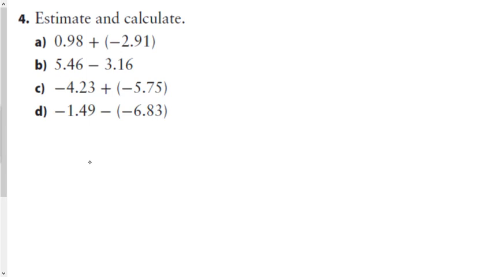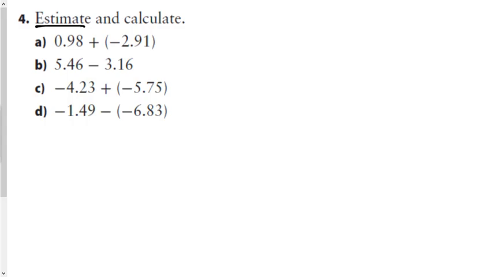This is September 25th. We are correcting section 2.2 on operations with rational numbers in decimal form. Question 4 gives us the sum and difference, which is a fancy word for addition and subtraction, of rational numbers in decimal form. We can do this without a calculator. First part says to estimate.